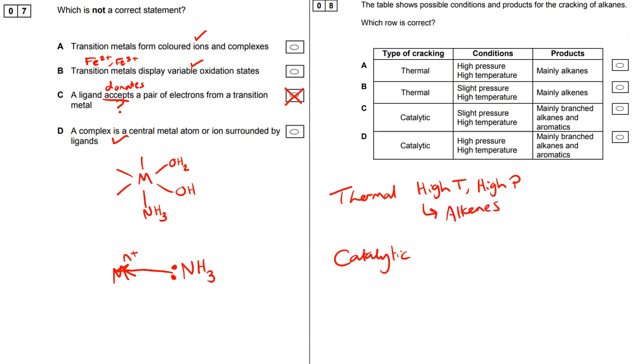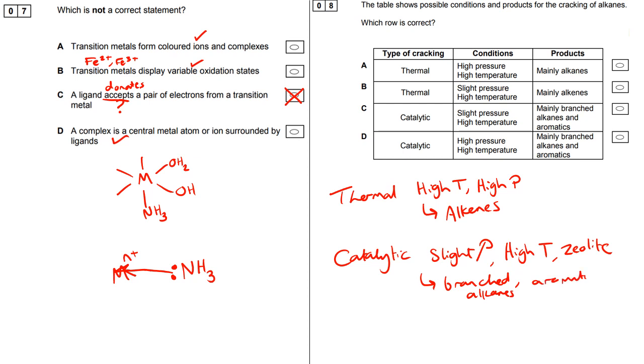and shorter alkanes. Catalytic cracking is carried out under slight or moderate pressure and a high temperature. And the name says catalytic, so that suggests a catalyst. A zeolite catalyst is often used. So there are your conditions. Catalytic cracking will often produce branched alkanes, cyclic alkanes, or benzene compounds or aromatic compounds. So that's the information on cracking.